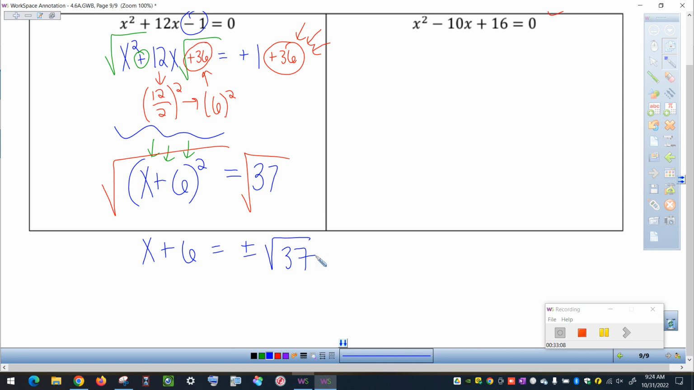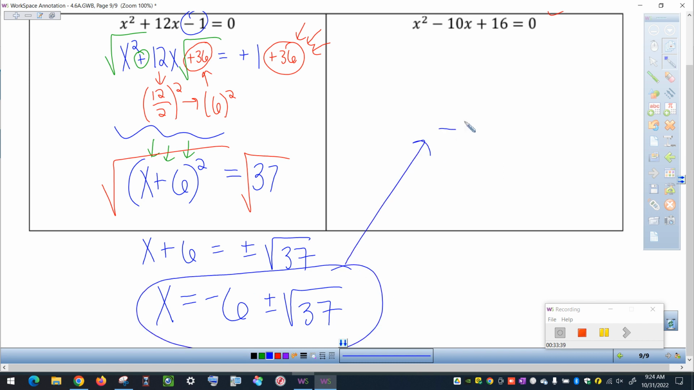We can't do the square root of 37 perfectly, and we don't want a decimal, so I just want you to leave the square root symbol in your answer. So all we need to do to get x by itself is subtract 6 from both sides. Now you could do a minus 6 on the end of the square root part, but what is more common is that people actually put the minus 6 in front of the square root part. So this would be our final answer.